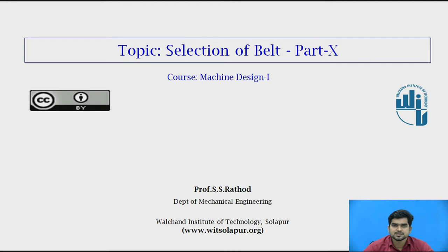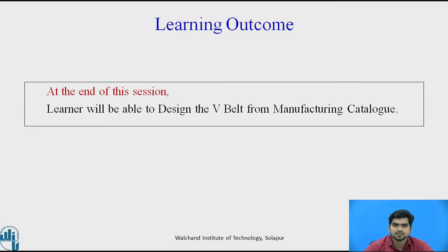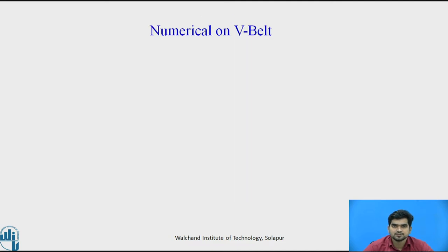Today we will discuss the selection of the belt, part 10, under the subject of Machine Design 1. The learning outcome of this session is that students will be able to design the V belt from the manufacturing catalog. We will consider one problem statement, from which we will get the design procedure: how to select the V belt from the manufacturing data book.